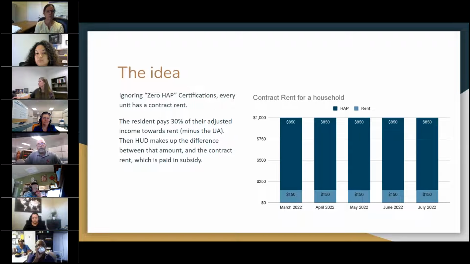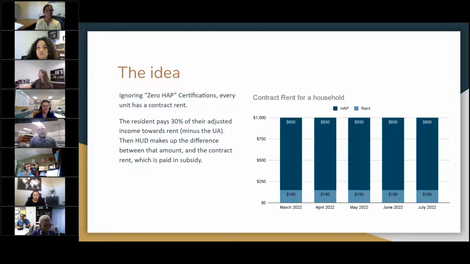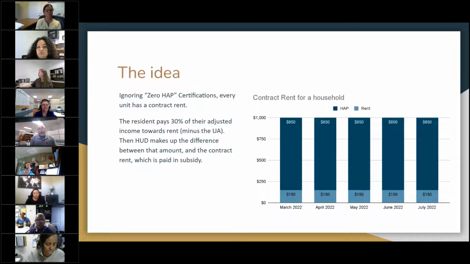So here's the concept. And throughout this discussion, we're ignoring zero HAP certs. That tends to complicate things. But in general, the resident pays 30% of their adjusted income towards rent. So that's their TTP. You subtract the UA, and then that's the actual rent that the tenant pays. Then whatever that amount is, HUD makes up the difference between that amount and the contract rent, and that's subsidy or HAP. So in our chart to the right, we see this unit has a contract rent of $1,000, right? For each of these months, the amounts go up to $1,000. The resident portion is $150, and HUD is paying $850. Make sense?